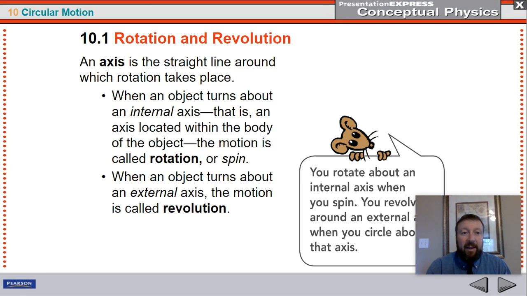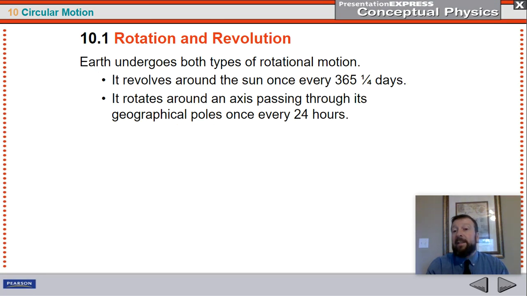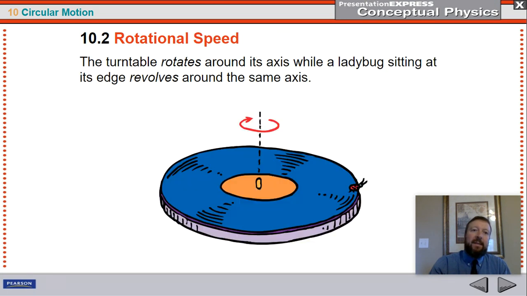First thing, I abbreviated these PowerPoints down into what I think we need to know: the difference between rotation and revolution. Rotation is spinning about an internal axis, while revolution goes around an outside axis. We can easily think of rotation as how the Earth rotates 24 hours in a day as it just spins on its own. And then it revolves around the sun 365 and a quarter days in a year. Don't forget that quarter. It does make a difference in leap year, but that's the main difference between rotation and revolution: where the axis is.